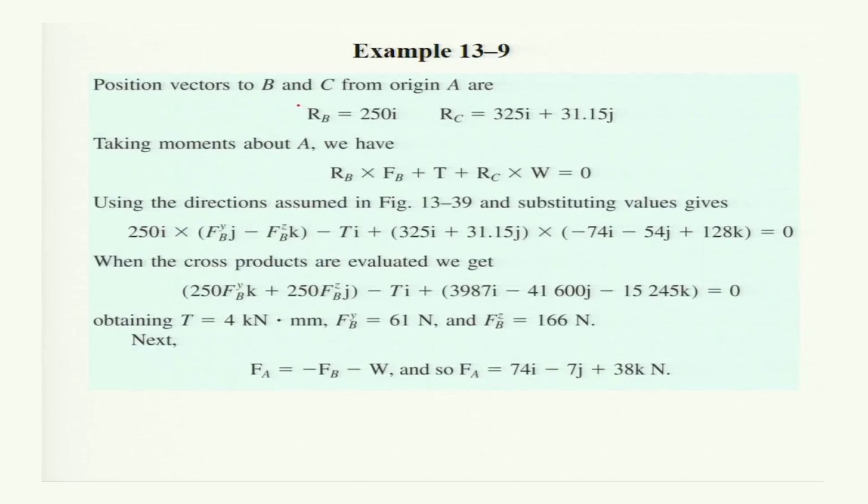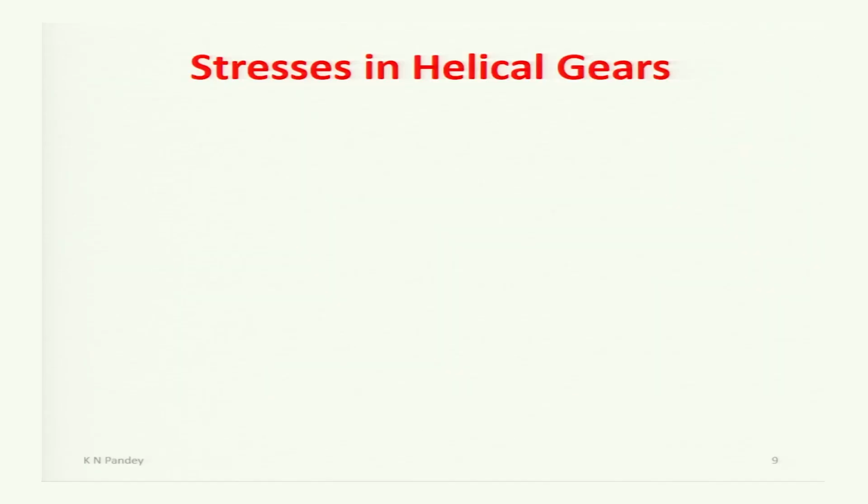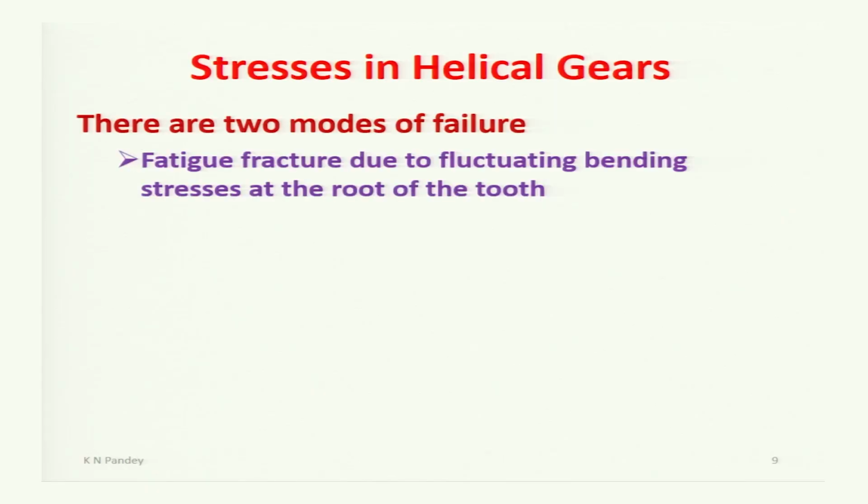The position vectors of points B and C from origin A are RB and RC. By vectorial summation and taking moments, the same values of the reaction forces are obtained. Now, the next thing which we will study is the stresses in helical gear.